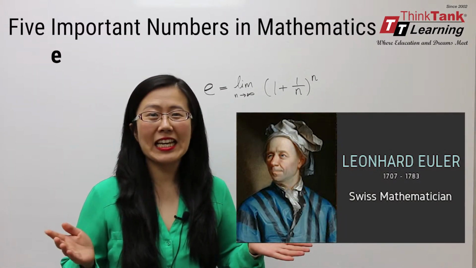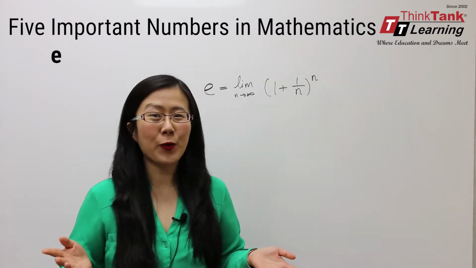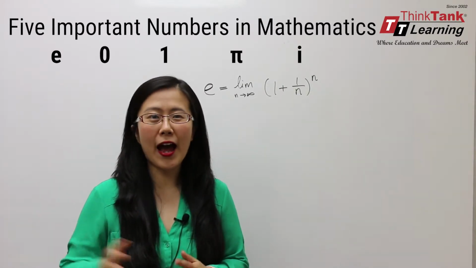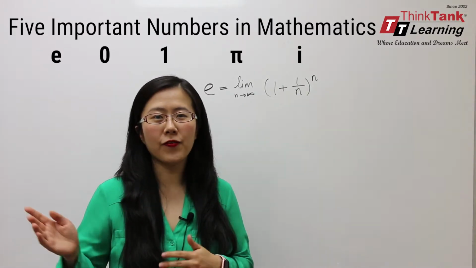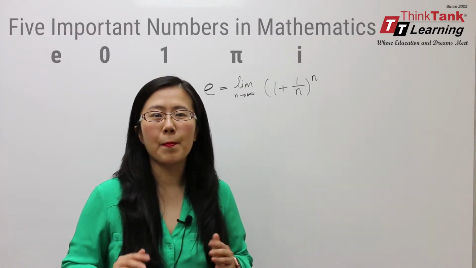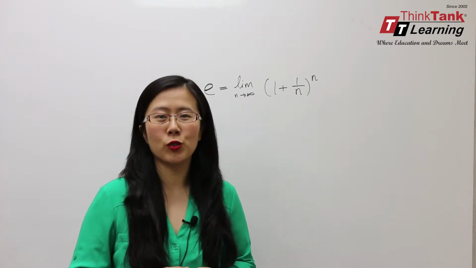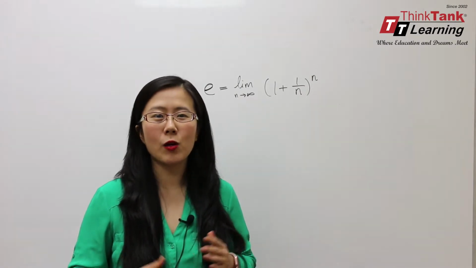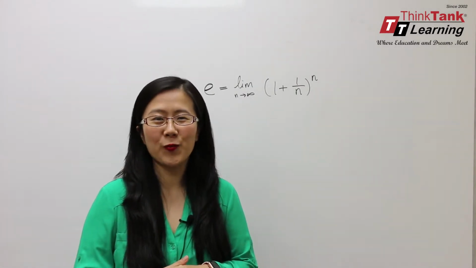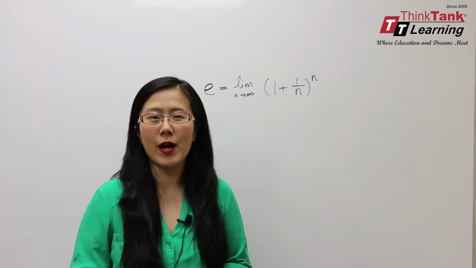The number e is one of the most important numbers in mathematics, alongside 0, 1, pi, and the imaginary number i. All of these 5 numbers play important and recurring roles across mathematics. Similar to the constant pi, e is an irrational number, meaning it is not a ratio of any two integers. Also like pi, e is transcendental. It is not a root of any non-zero polynomial with rational coefficients.